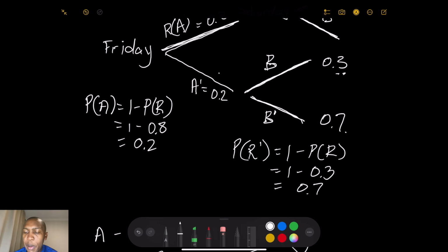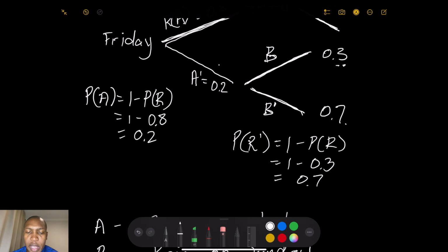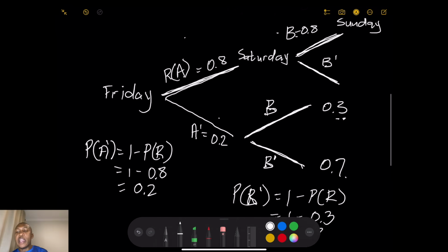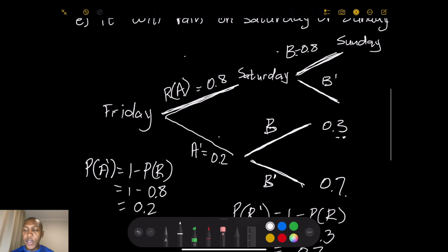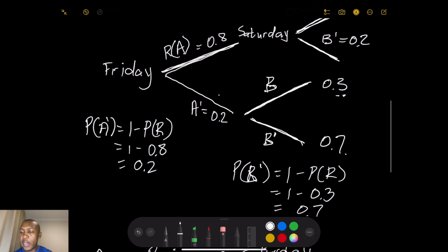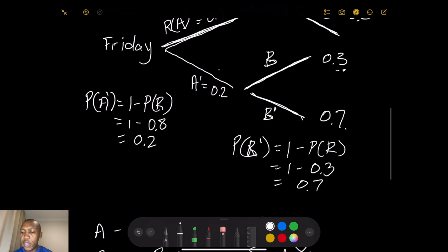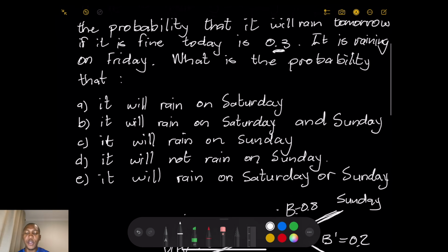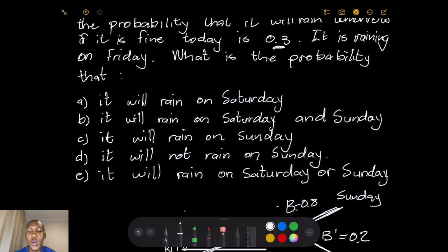So that would be the probability of A. And here that was the probability of not A. And this is the probability of not B. Okay, right. Now, let's quickly have a look at it. In fact, B prime here would be 0.2 again, and we said that's 0.3 and 0.7 respectively. Okay, now I think we are ready to answer the question.